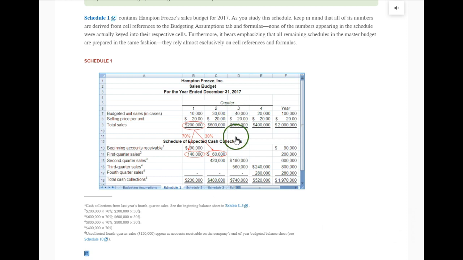And do that for the other 2 quarters. The pattern's the same. Bring it all the way across, all the totals. So this year we expect to have $2 million in sales. And from all the sales, we expect to collect $1,970,000.